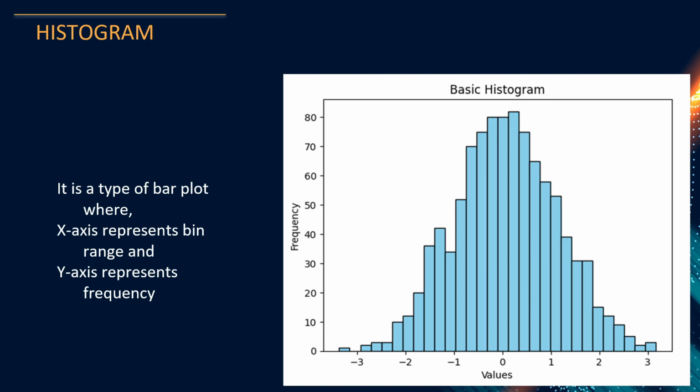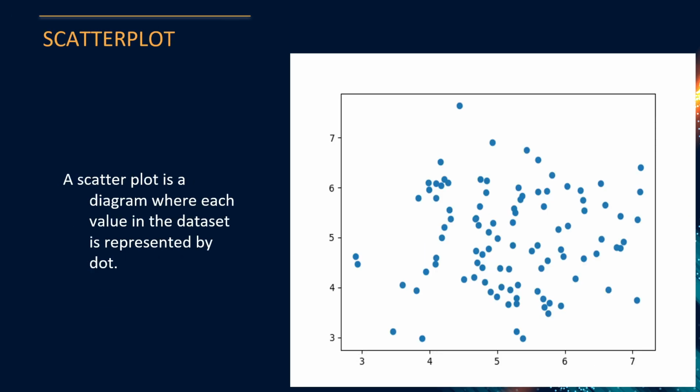So next we see scatter plots. A scatter plot is a diagram where each value in the data set is represented by a dot. These show the relationship between two numerical variables by plotting them as points on a graph. They help identify correlation or patterns between the variables.